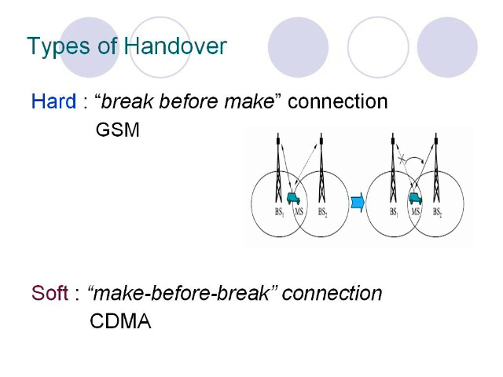On the other hand, in case of soft handover, which is also known as make before break connection, the mobile station must make the connection with a new BTS. After that, it will detach from the old BTS. CDMA, that means code division multiple access technology, uses this type of soft handover.